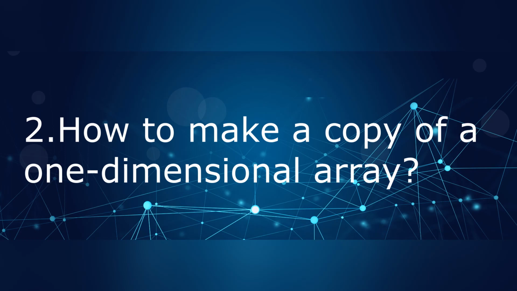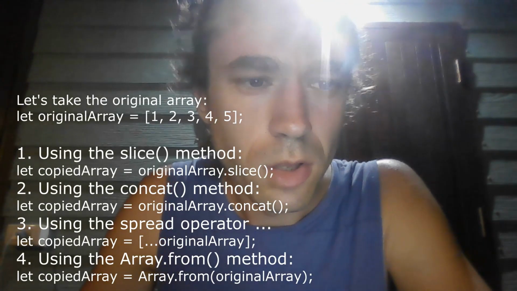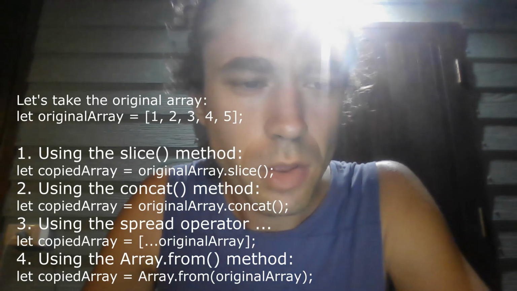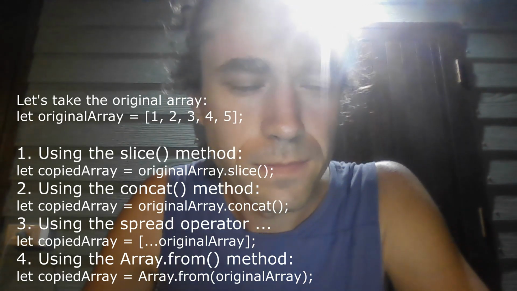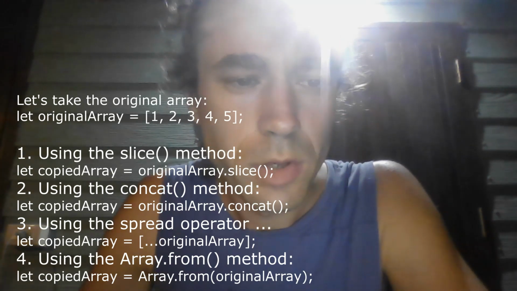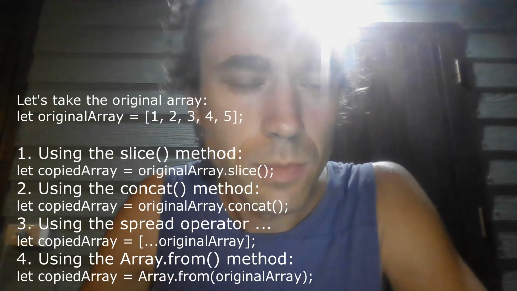How to make a copy of a one-dimensional array? Using the slice method, using the concat method, using the spread operator, using the Array.from method.